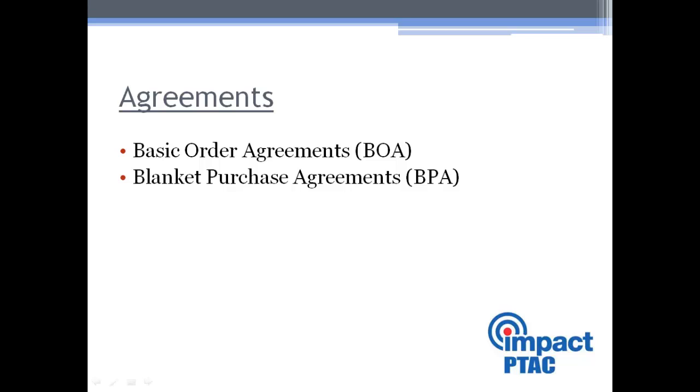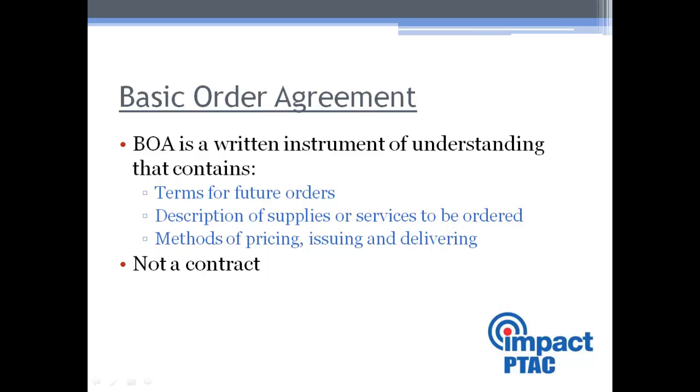There are 2 main types of agreements: the Basic Order Agreement, or BOA, and the Blanket Purchase Agreement, or BPA. A BOA is a written instrument of understanding negotiated between an agency and a contractor that contains 3 things. First, terms and clauses applying to future contracts or orders between the parties during its term. Second, a description, as specific as practicable, of supplies or services to be provided. And third, methods for pricing, issuing, and delivering future orders under the Basic Ordering Agreement. A Basic Ordering Agreement is not a contract.